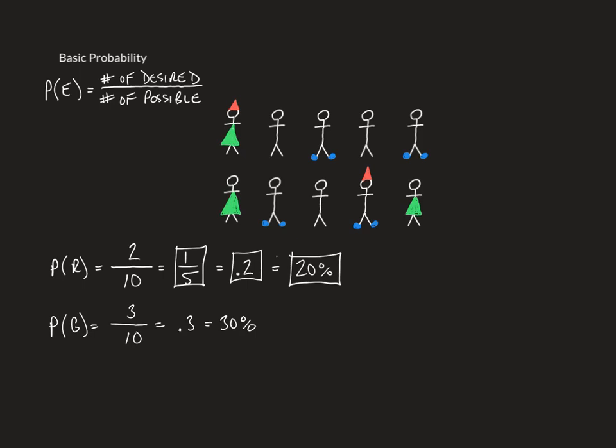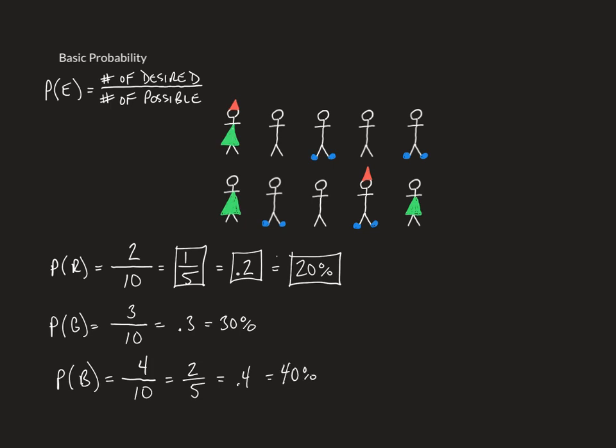How about the probability, and I'd encourage you to just pause the video and do these on your own, that someone has blue shoes on? Okay, again, the number of desired outcomes is the thing that goes in the numerator, and there are 4 people here who have blue shoes out of a total of 10 people. And so I would rather present that as 2/5 or as 40% or 0.4.